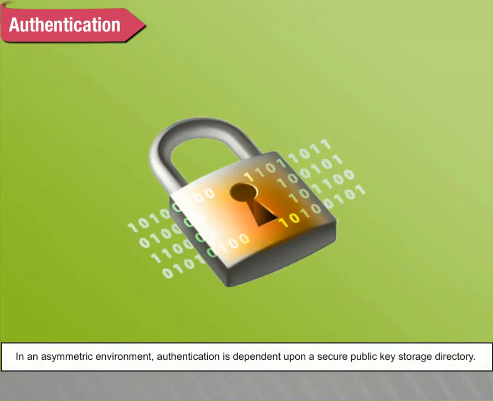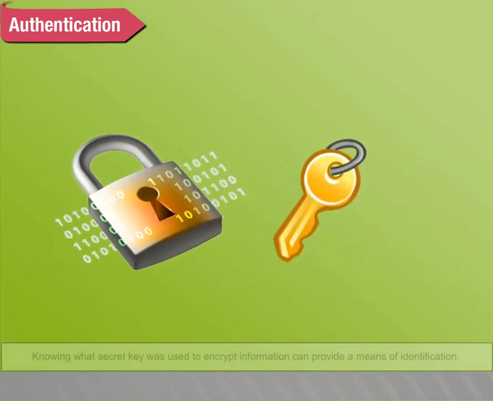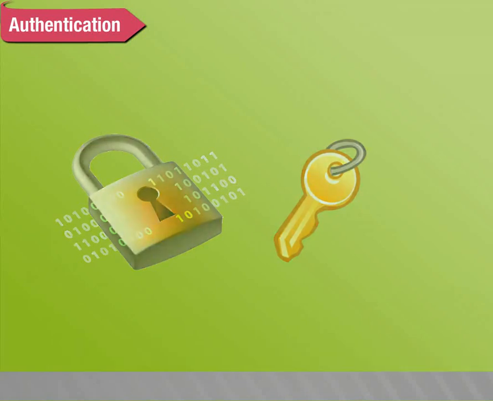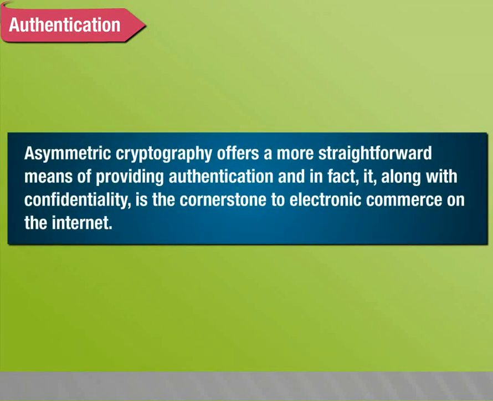In an asymmetric environment, authentication is dependent upon a secure public key storage directory. Knowing what secret key was used to encrypt information can provide a means of identification. Asymmetric cryptography offers a more straightforward means of providing authentication, and in fact, it, along with confidentiality, is the cornerstone to electronic commerce on the Internet.